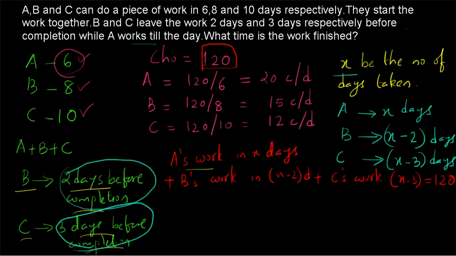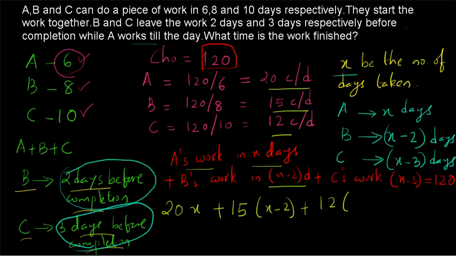Now, what is A's work in X days? A is having 20 chocolates per day. So within X days A will be having 20X chocolates. And what about B? B is having 15 chocolates per day. So within X minus 2 days B will be having 15 into (X minus 2) chocolates. And C will be having 12 into (X minus 3), since C is working for X minus 3 days and is having 12 chocolates per day. So 12 into (X minus 3) will be giving us 120. By solving this equation, we will be able to find out what X is.